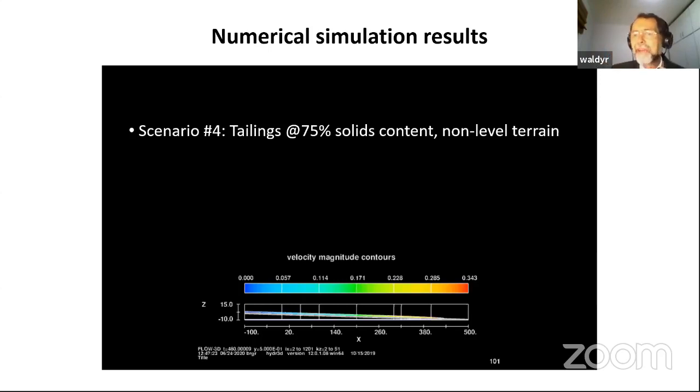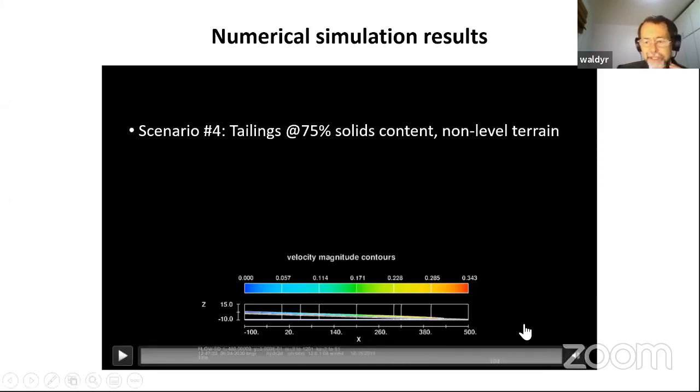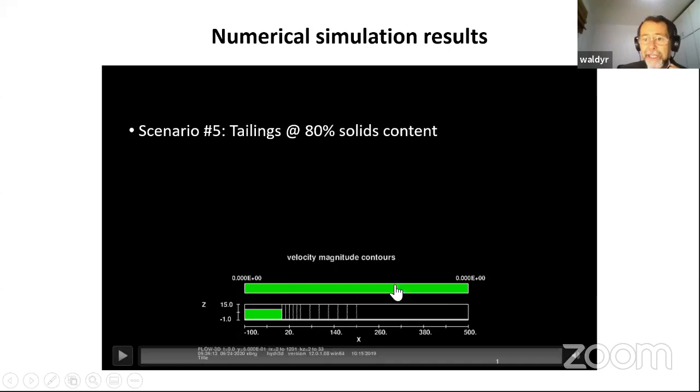So it's the same as we got for case number 2 with the tailings at 6%. So now we have tailings at 75%, but on non-level terrain. It's very important to understand this. The next case is the one that has 8% solids content.